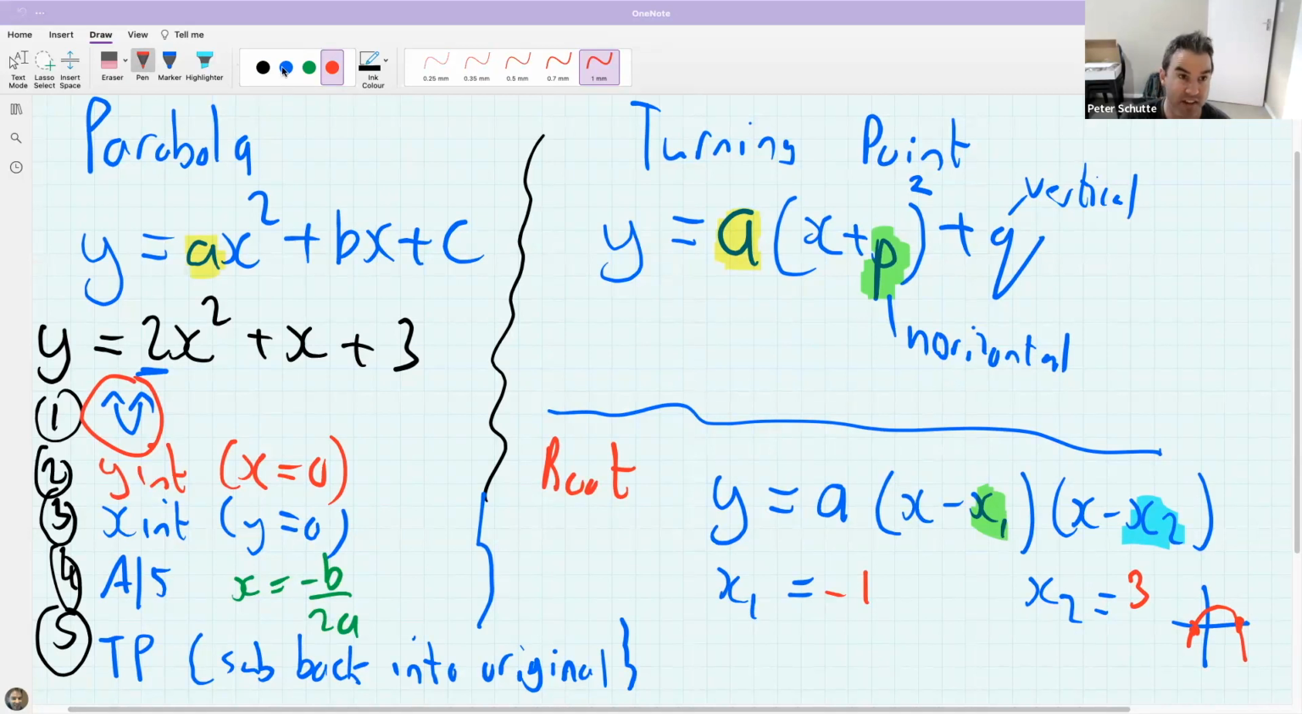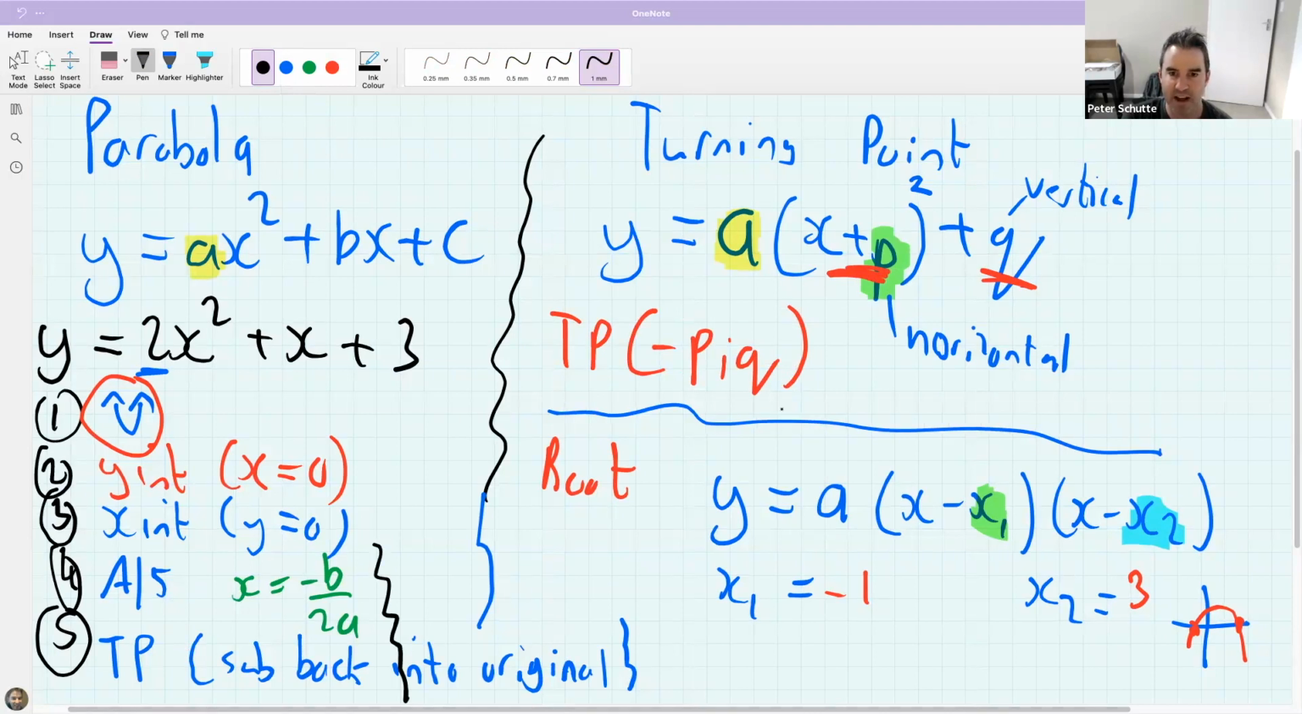Okay, now one last thing, and then we are going to get going. If you're given the turning point form of the parabola, you can get the actual turning point straight from the turning point form. The way you do it is you go minus p, q. So you take whatever's here and put a negative in front of it, and then the q from here. Sometimes when you want to get step 5, the turning point and the axis of symmetry, if they give you the turning point form, you get it really quickly without having to work it out from scratch.